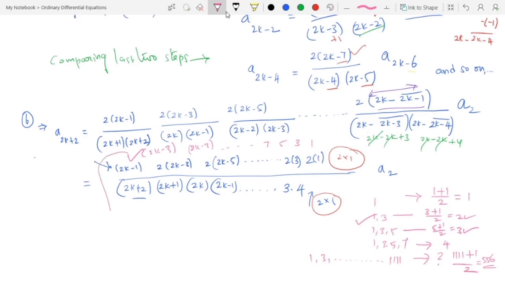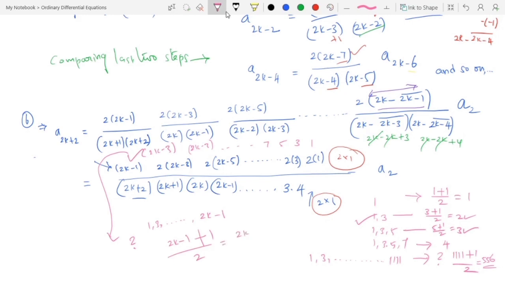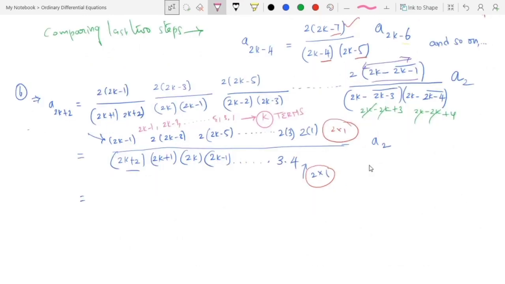Similarly, come to the point. Here 1, 3 and so on up to 2k minus 1. So how many numbers in the sequence? Just add 1 to 2k minus 1 and divide by 2. That is 2k by 2, that is k. Totally, k terms in the given sequence of odd numbers. Sorry, I missed writing 2 here: 2 into 2k minus 1. So totally 1, 3, 5 up to the last, how many terms do we have? k terms we have.